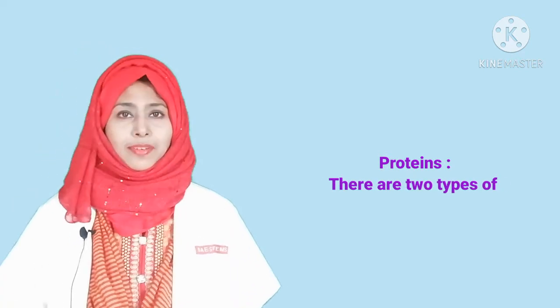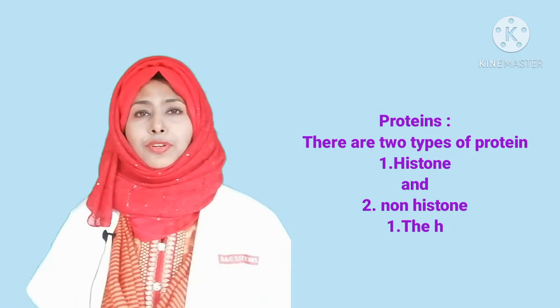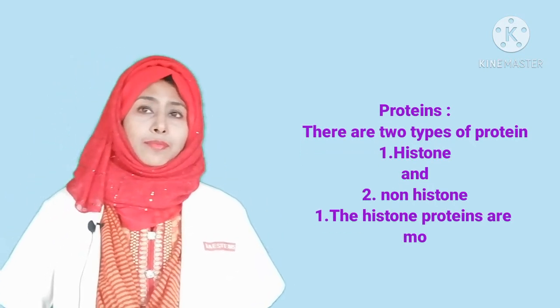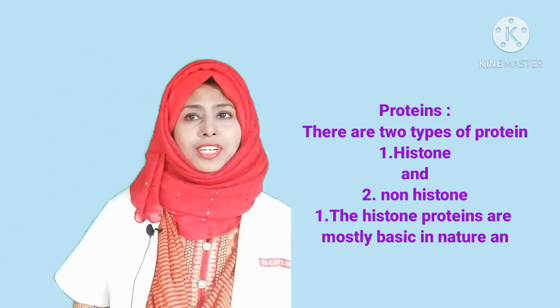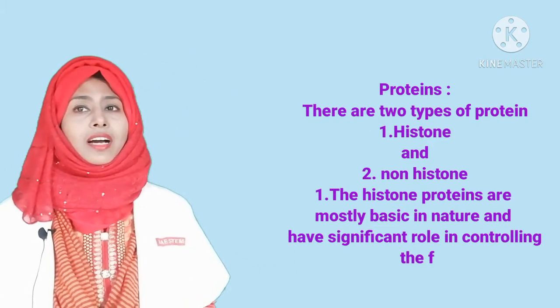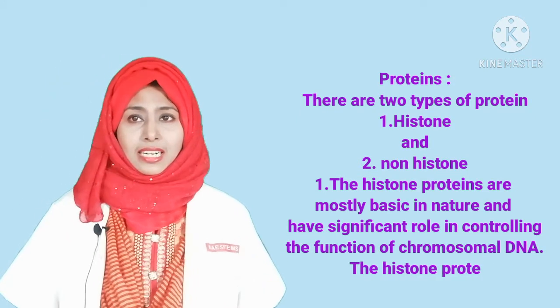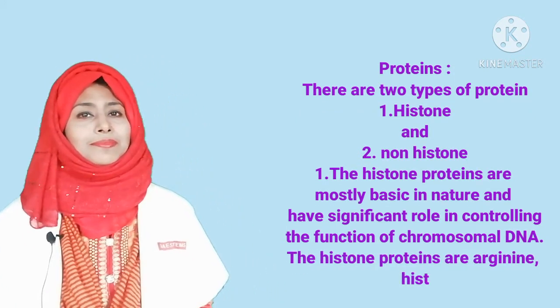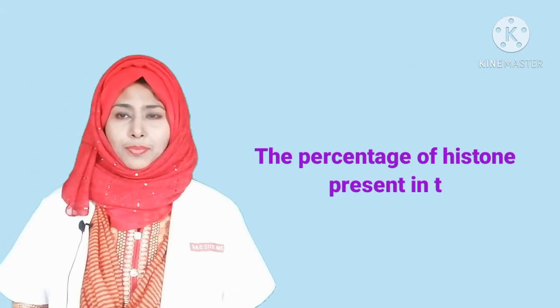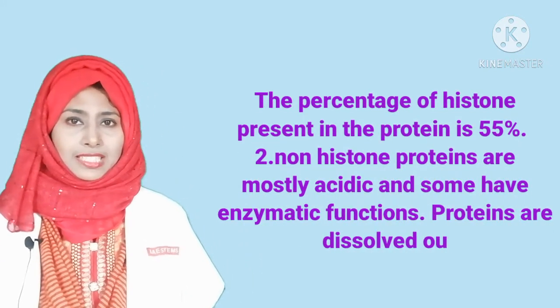Then protein. There are two types of protein, histone and non-histone protein. Histone proteins are mostly basic in nature and have a significant role in controlling the function of chromosomal DNA. The histone proteins are arginine, histidine, and lysine.